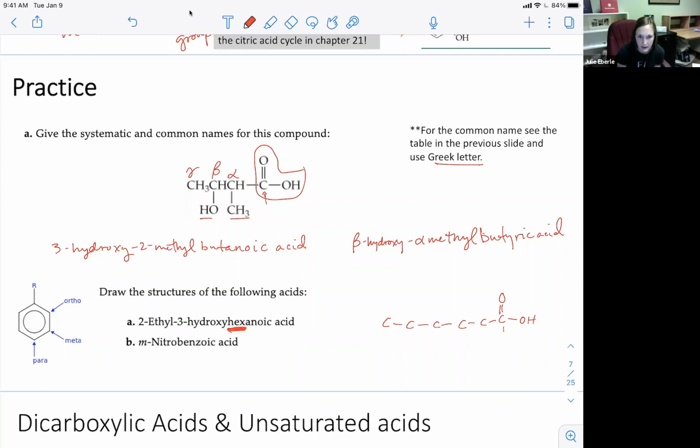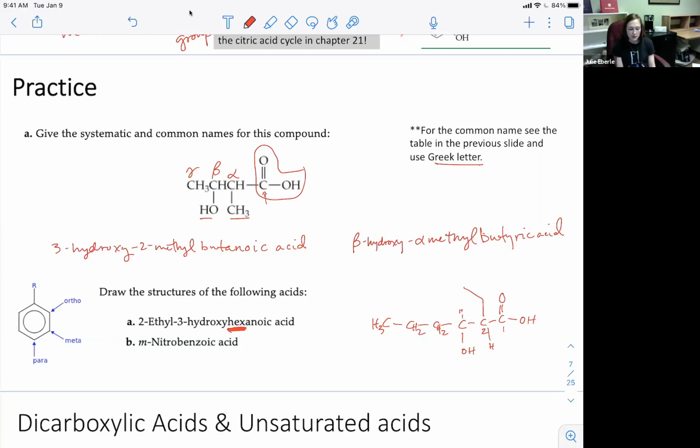Now we have 2 ethyl. So this is carbon 2. So I have an ethyl group. I'm just going to branch it off like that, a line structure. And then we have 3 hydroxy. So 1 more carbon over and we got an OH group. Okay. And the rest of these, this is CH2, CH2, and this is CH3. And we should have a hydrogen also on that one, and a hydrogen also on that one. If you draw the line structure, you do not have to draw all those hydrogens in.